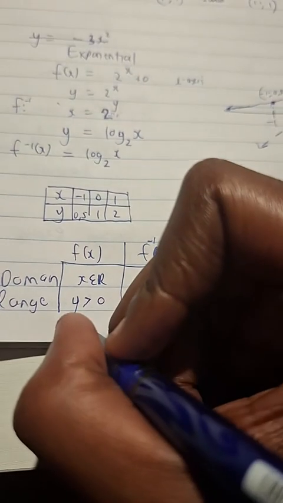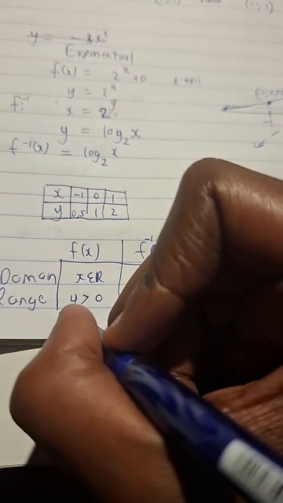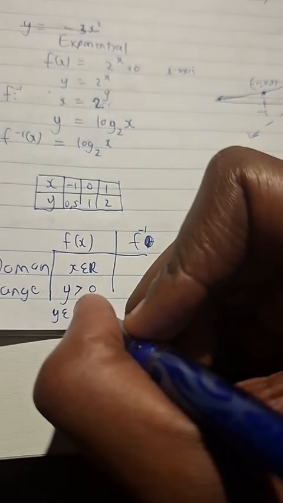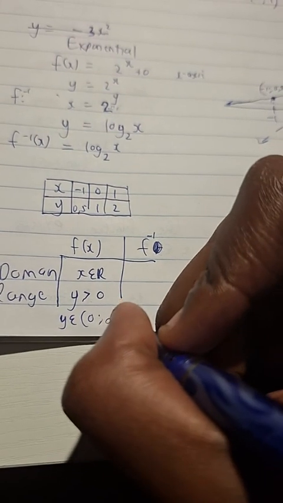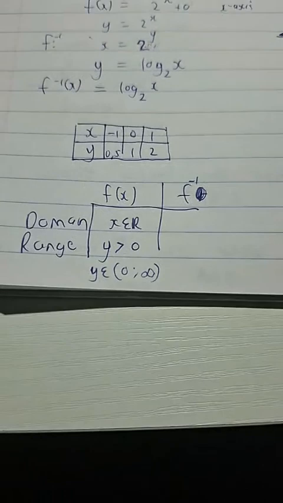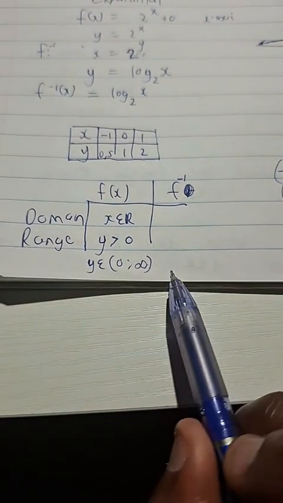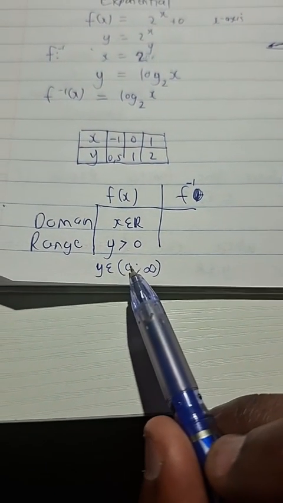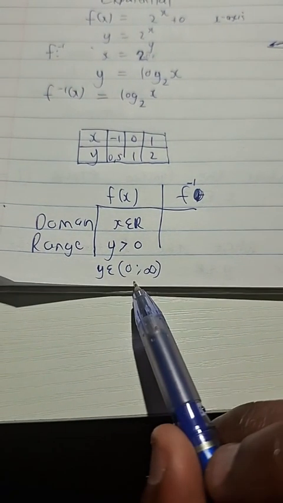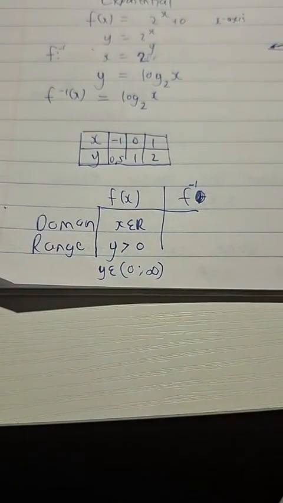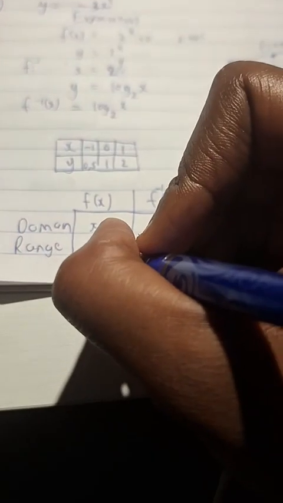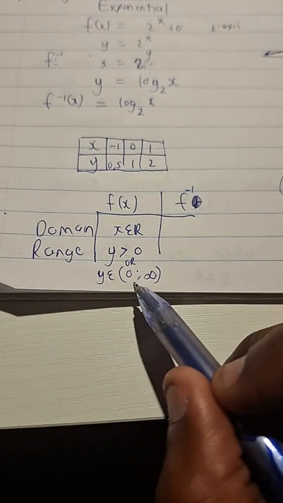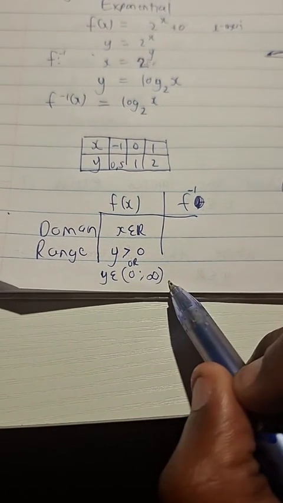Someone else in interval notation will say y is an element of, open brackets, from 0 to infinity. We don't say square brackets, we say open brackets, because 0 is not included, okay? It exists only above. So these are two ways in which you can write the range. You can either write it as y is greater than 0, or y is an element of 0 to infinity.